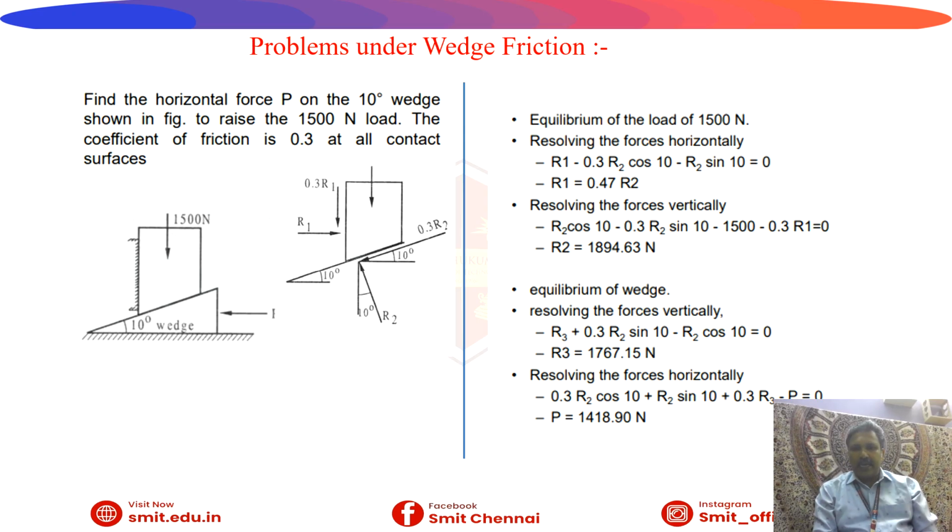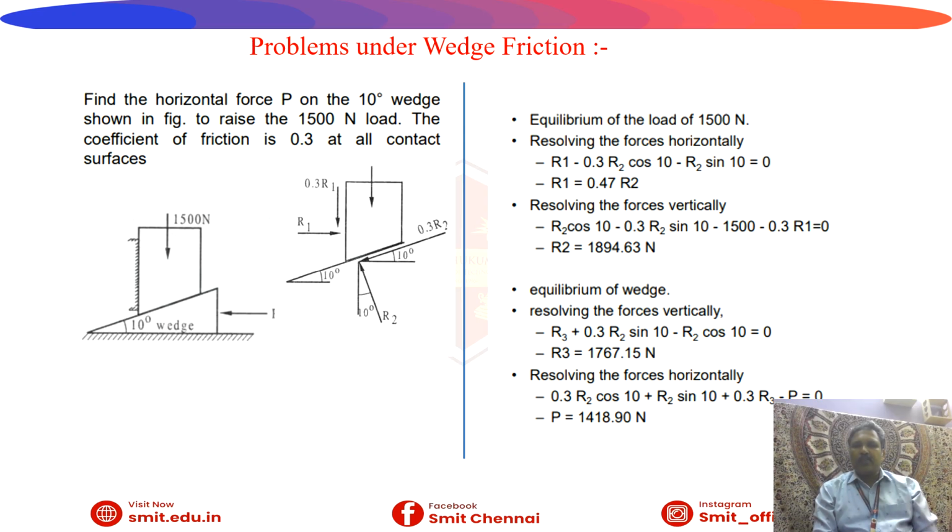Various relationship data you also have to get from the diagram only. The first problem: find the horizontal force P on a 10-degree wedge shown in the figure to raise the 1500 Newton load. The coefficient of friction is 0.3 at all contact surfaces. So the value of COF is given as a common value. There is no need to change the value. The picture representation is given over here. The left hand side is the diagram, and the right hand side is a free body diagram with the various external forces acting. The R1 which I told already, and 0.3 R1 is the frictional force, and the downward arrowhead represents the 1500 Newton acting downward.